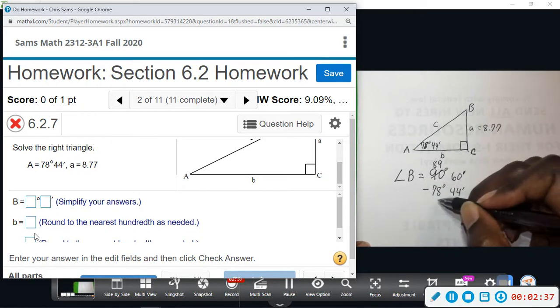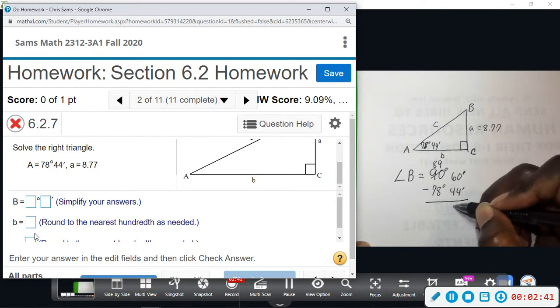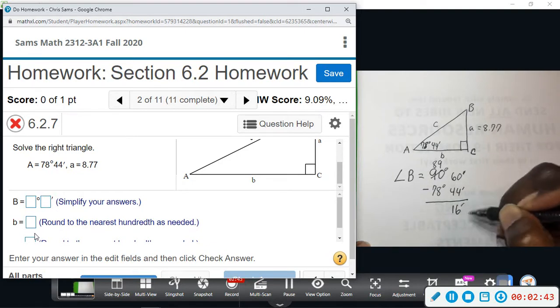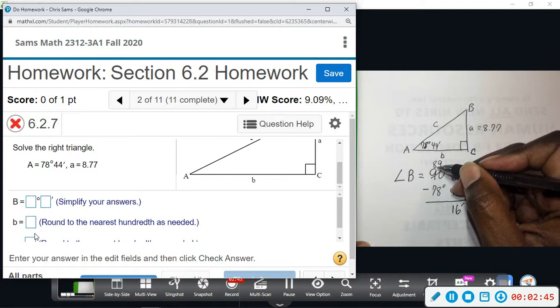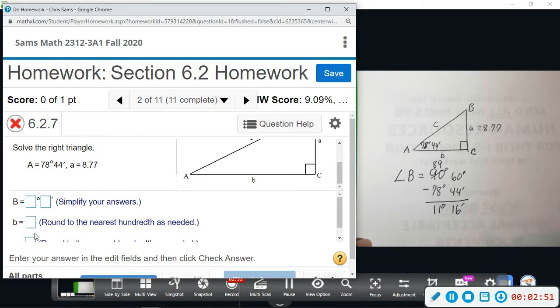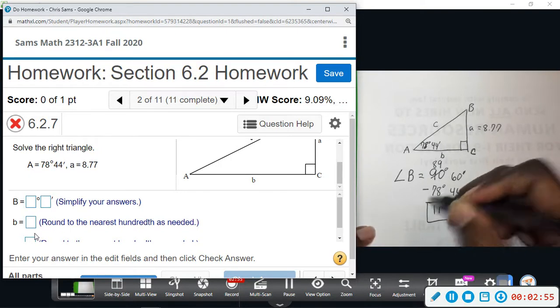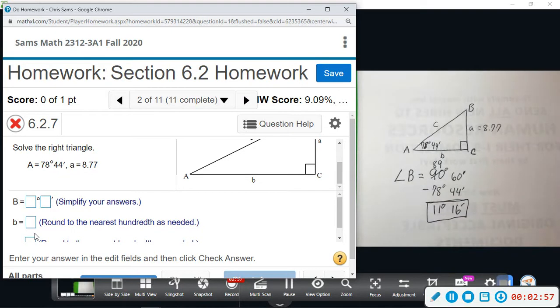So this is what we get, and then when we subtract, we get 16 minutes, and then over here 89 and 78, that will leave us with 11. So 11 degrees, 16 minutes. This is our angle B, in degrees, minutes, seconds form.